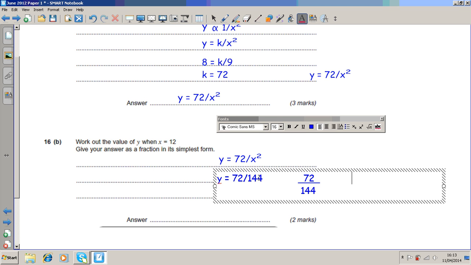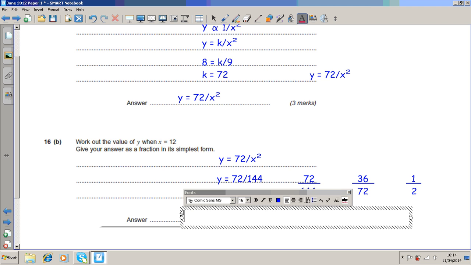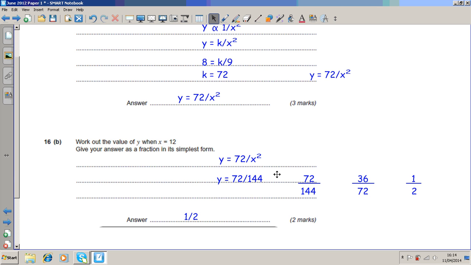Well, let's half them both. 36 over 72. No, that's going to be it. Dividing both by 36 will give you 1 over 2. Of course it is. Because 72 is half of 144, so it's going to be a half. And there's our answer.